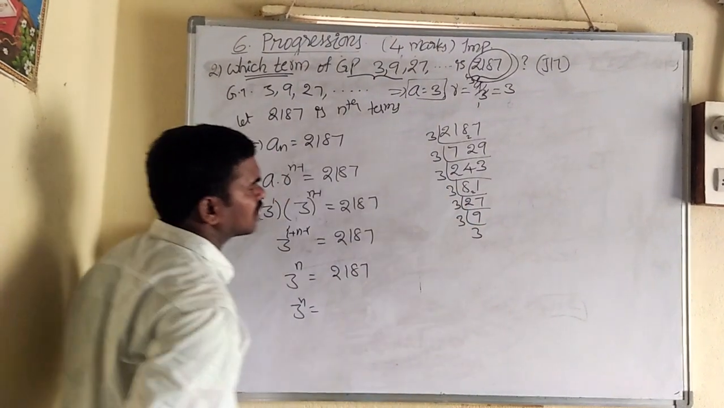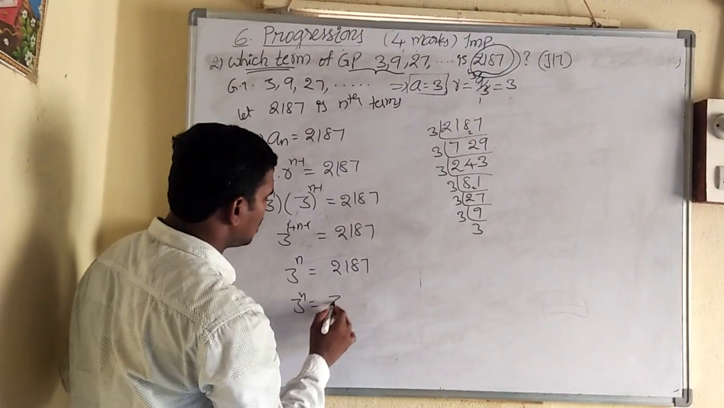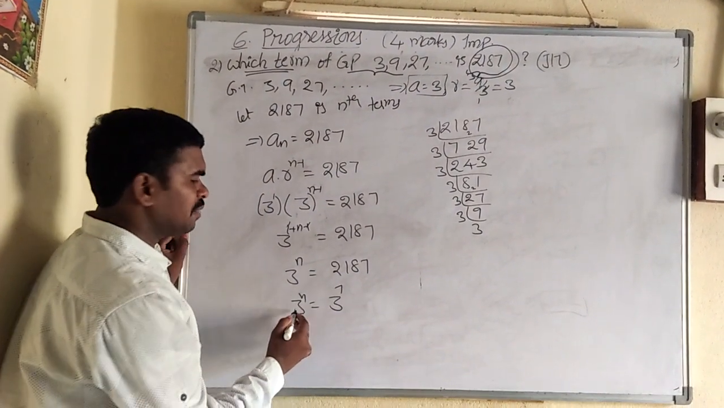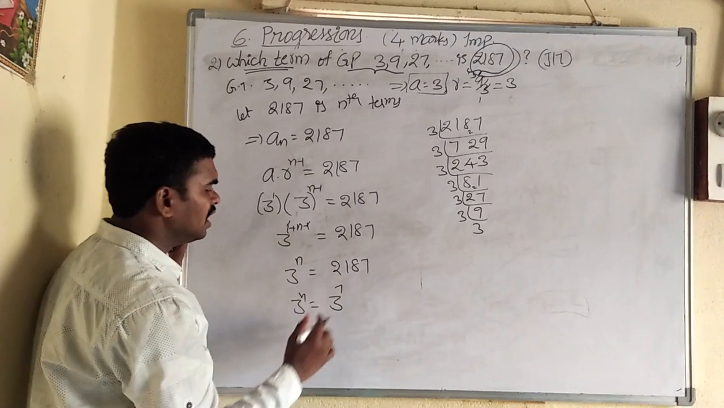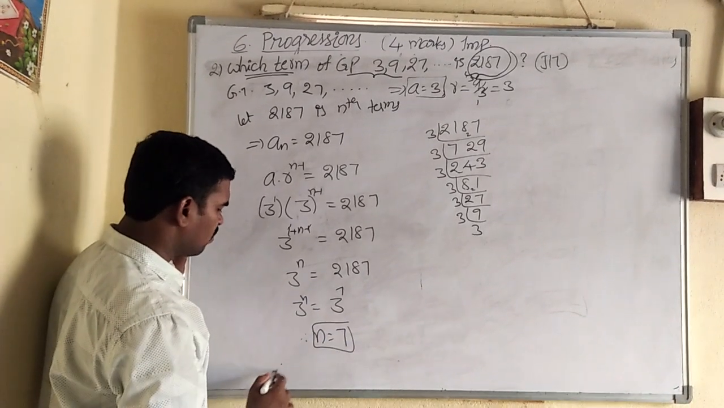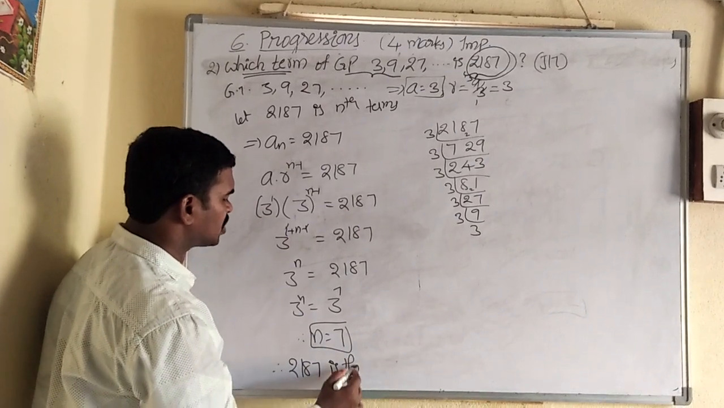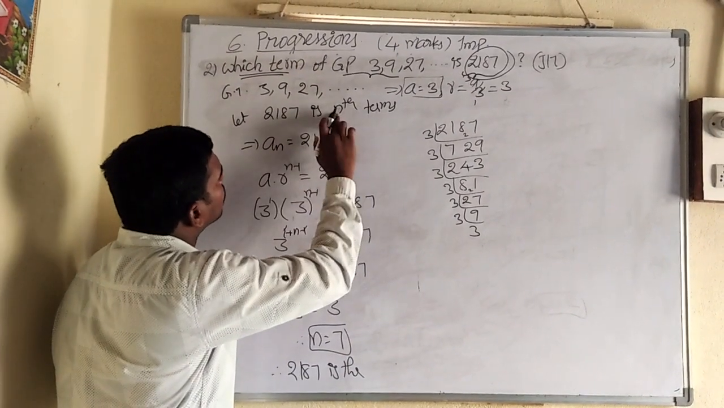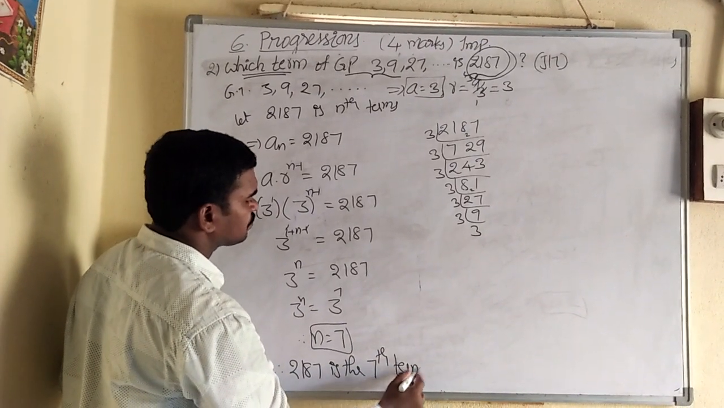So now how many 3s are there? Count 1 2 3 4 5 6 7. So 3 power 7. Here 3 power n equals 3 power 7. So the bases are the same, so the powers also will be equal. Therefore n equal to 7. So therefore, 2187 is which term? It is the nth term. n means what? 7. So it is the 7th term.